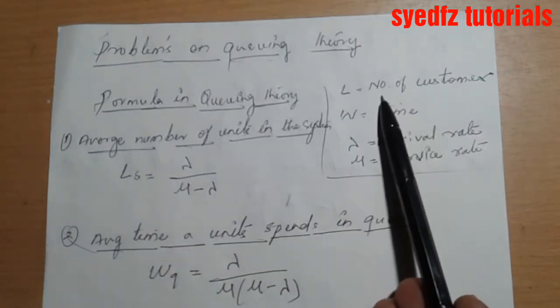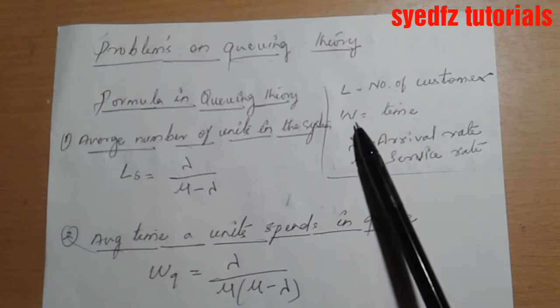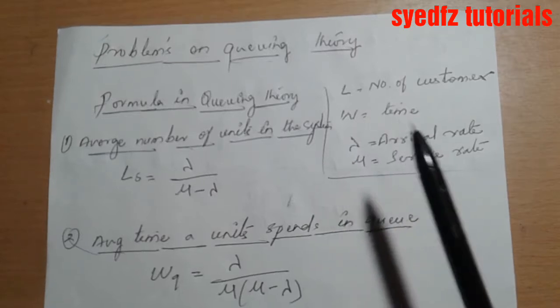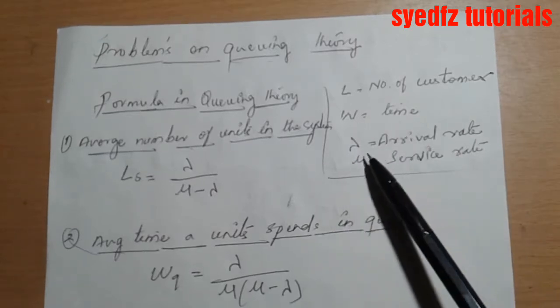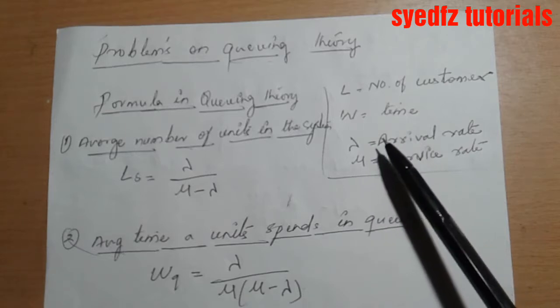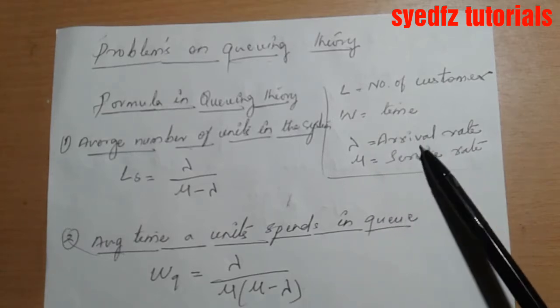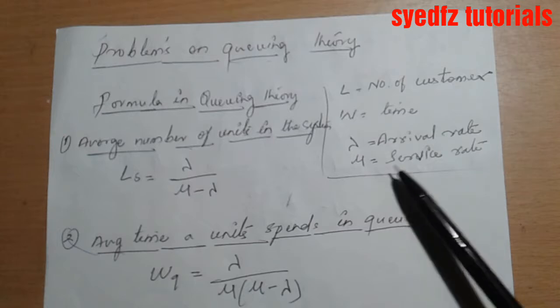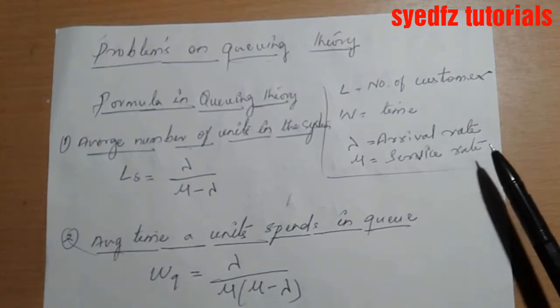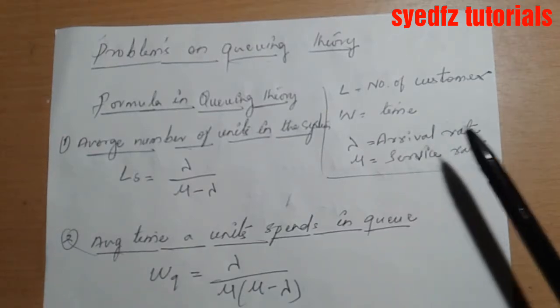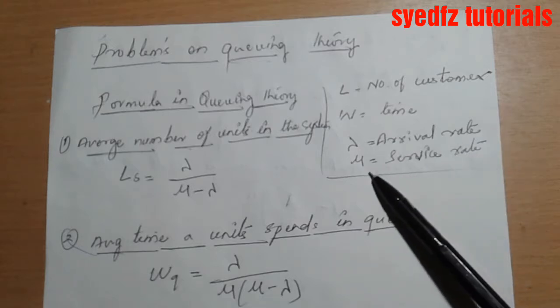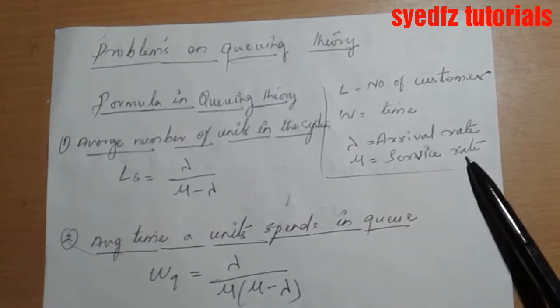L means number of customers, W means time. This symbol is lambda, the mean arrival rate. This is mu, which means service rate. Lambda is the mean arrival rate, and mu means service rate.